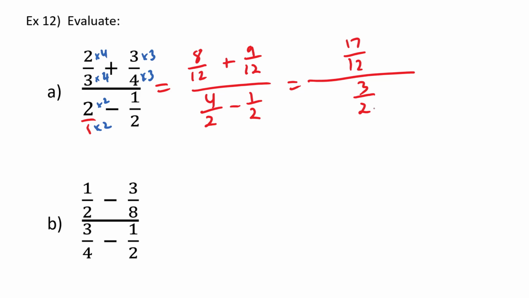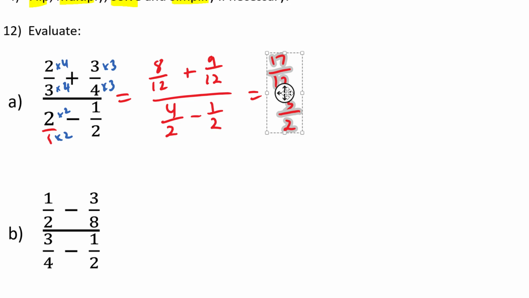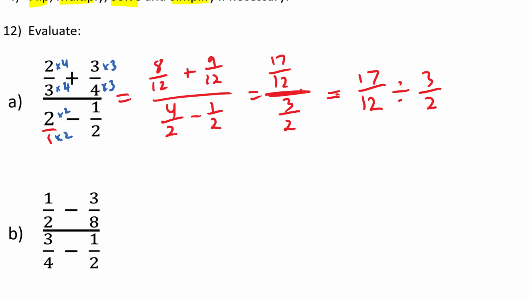So here we have a fraction above a fraction. What do we do now? We take 17 over 12. Remember what the line means in a fraction. It means divided by. Divide by 3 over 2. Then what do we do? 17 over 12. We flip and multiply it. Can we simplify? We sure can. Giving me 17 over 18. Final answer.